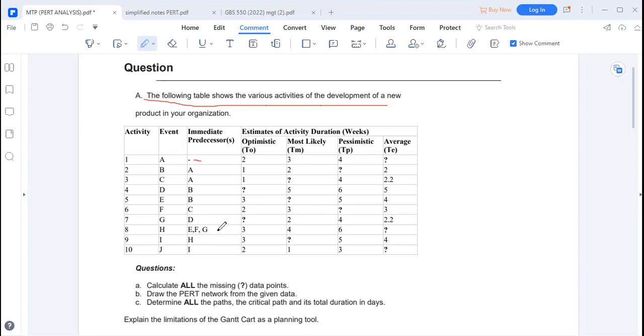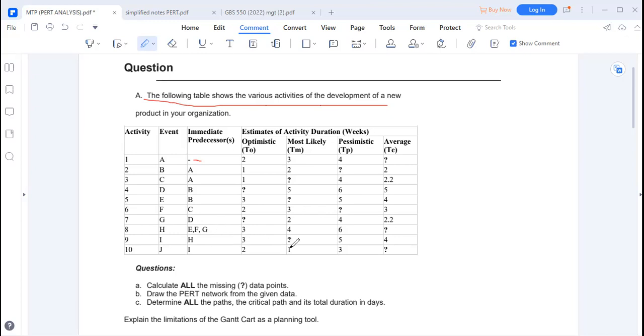Now, first and foremost, before we get into drawing the network diagram, we need first of all to calculate the missing values in the data points.